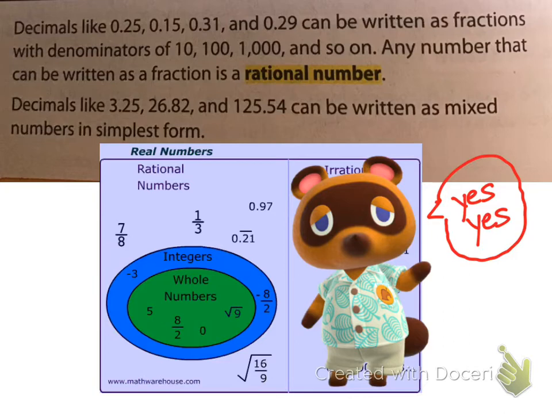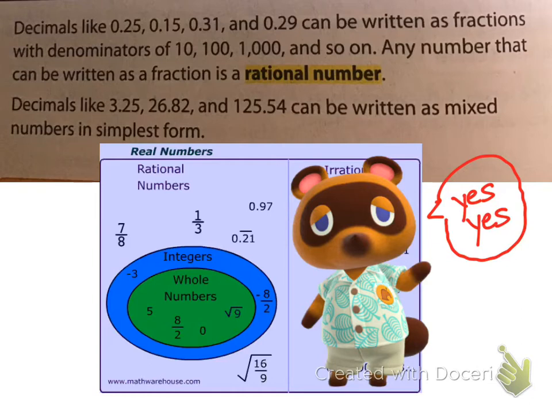Decimals like 0.25, 25/100ths, 0.15, 15/100ths, 0.31, 31/100ths, and 0.29, 29/100ths can be written as fractions with denominators of 10, 100, 1,000, and so on. Any number that can be written as a fraction is a rational number. We've got all sorts of numbers, but we don't have to worry about irrational numbers right now. Rational numbers just mean I can write them as a fraction. If I can write it as a fraction, it works.